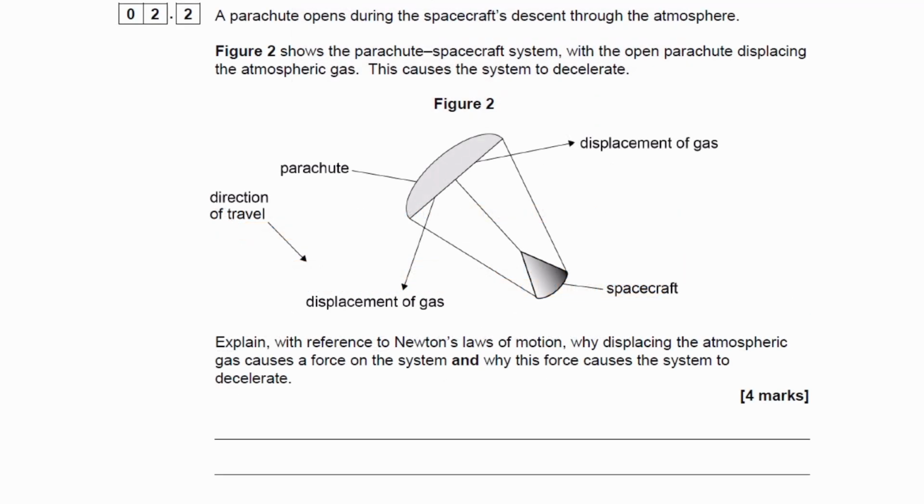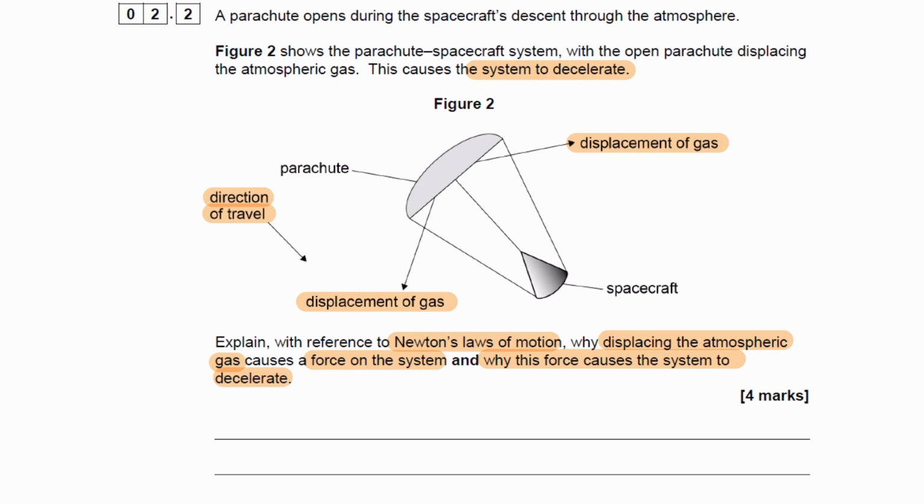For 2.2, a parachute opens during the spacecraft's descent through the atmosphere. Figure 2 shows a parachute spacecraft system with the open parachute displacing the atmospheric gas. This causes the system, as you can imagine, to decelerate. And then we're given the direction of travel, and the direction of the displacement of gas. Explain with reference to Newton's laws of motion why displacing the atmospheric gas causes a force on the system and why this force causes the system to decelerate.